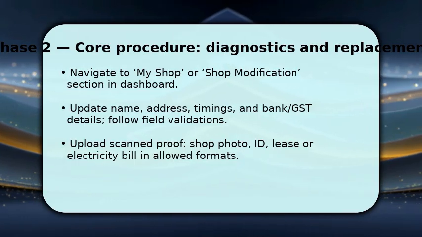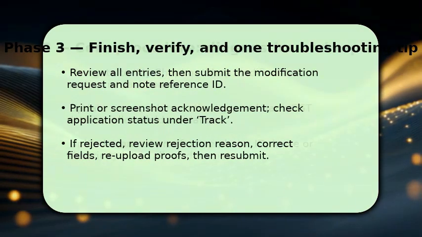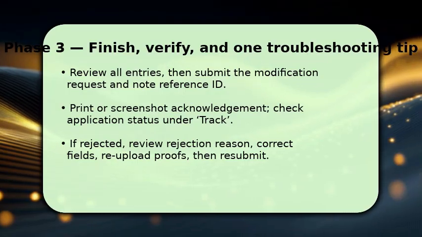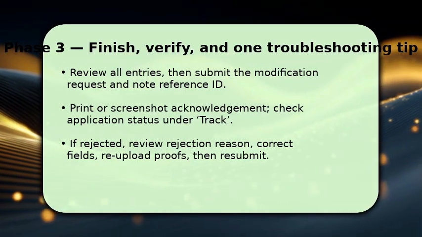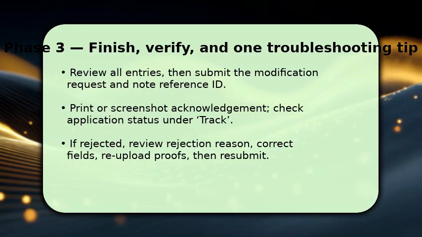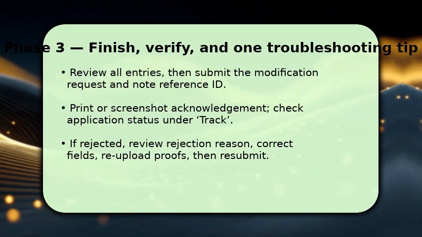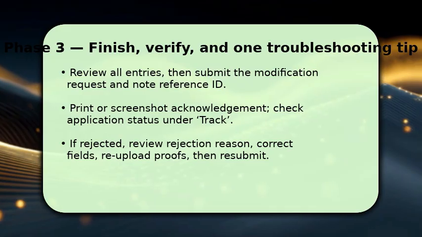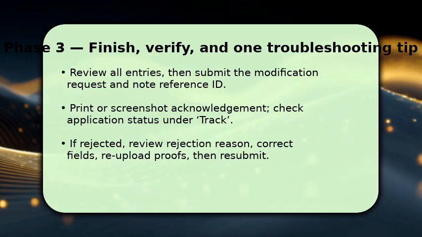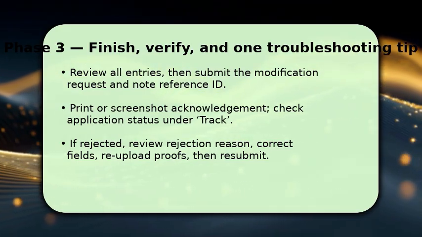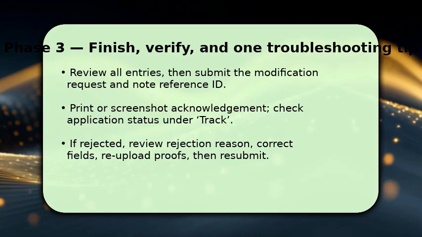You finish by reviewing every changed field, then submit the modification request. Record the reference ID shown. Once submitted, print or screenshot the acknowledgement for your records and monitor the application via Track Application. If documents require offline verification, be ready to visit the local ration office with originals.